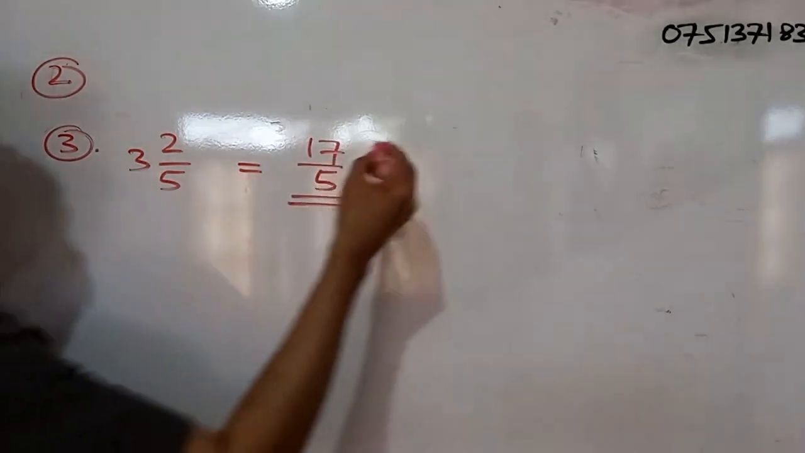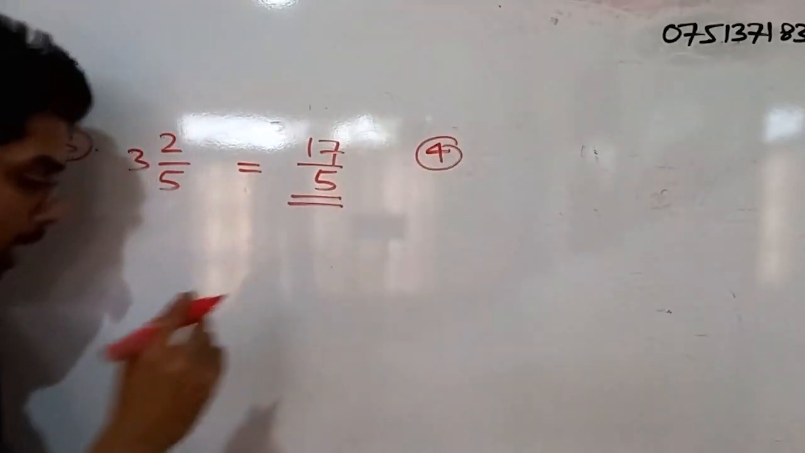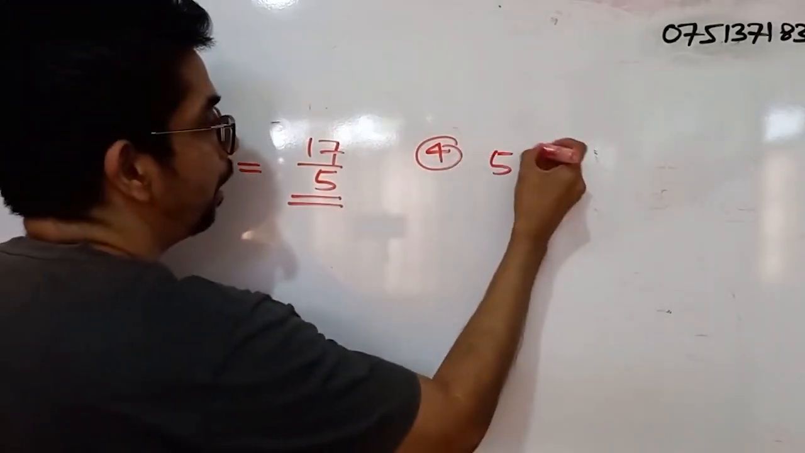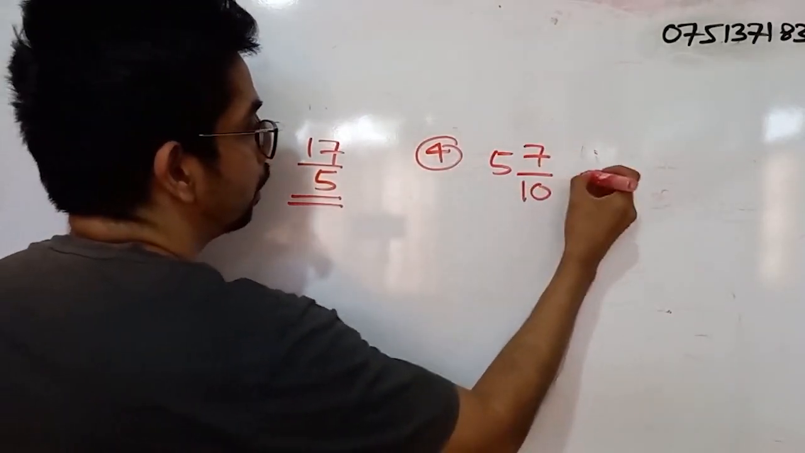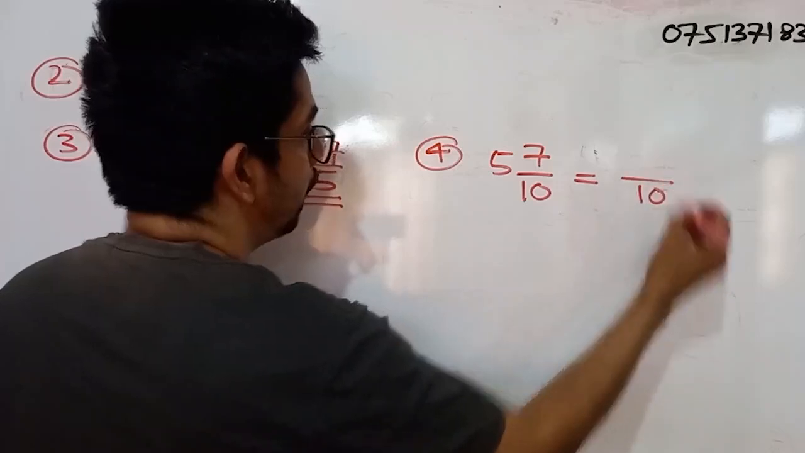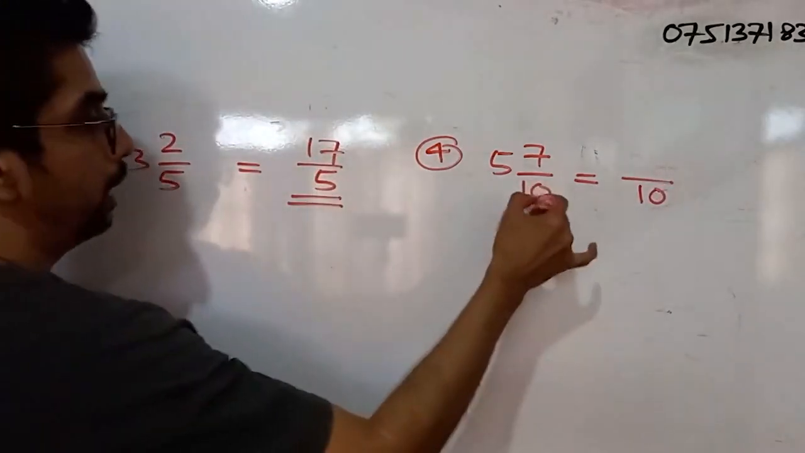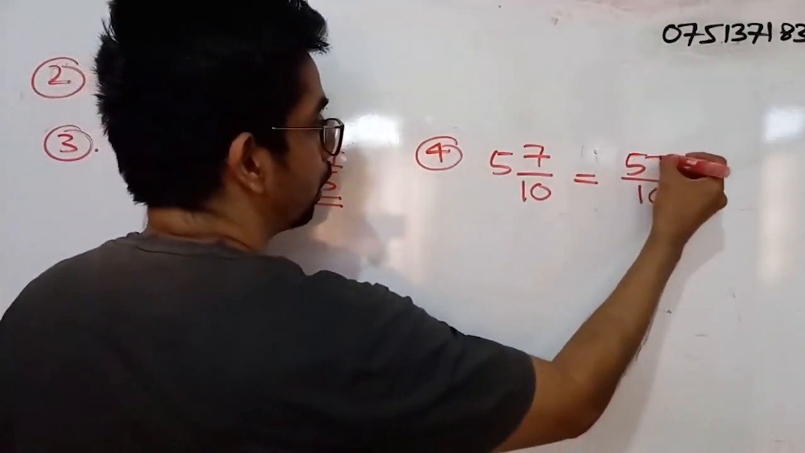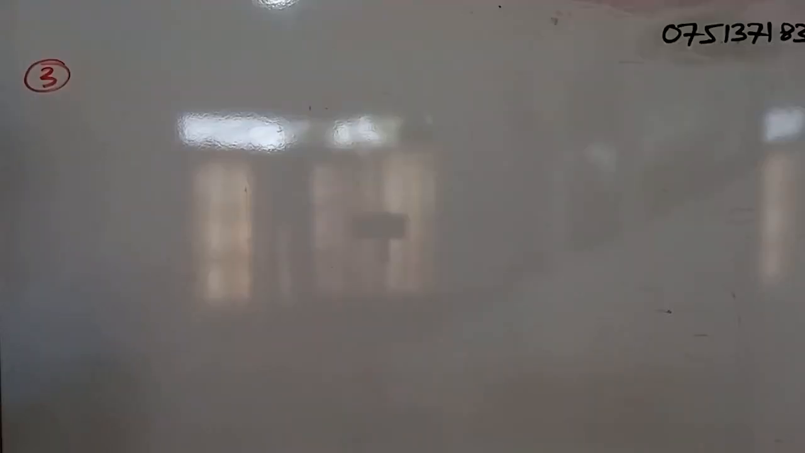Right. Part 4. What do we have? We have 5 and 7 by 10. So here the denominator will be 10. What will be the numerator? 10 times 5, we know that is 50. Add a 7 to that. This becomes what? 57. Okay.